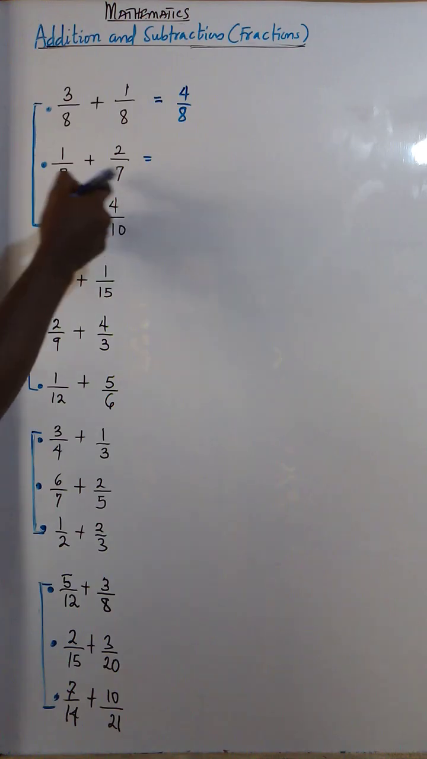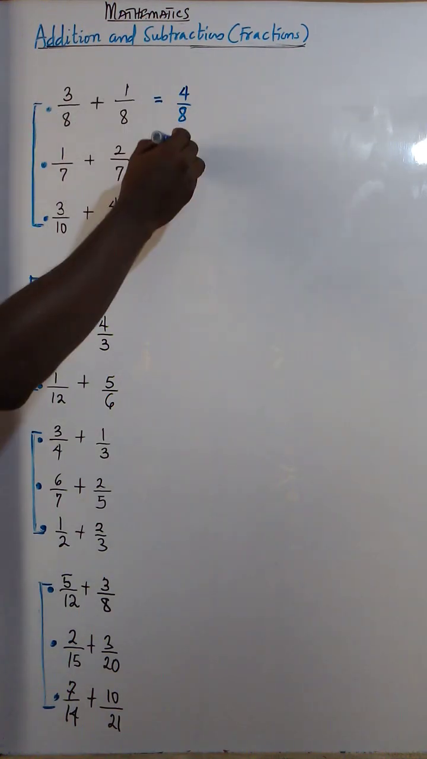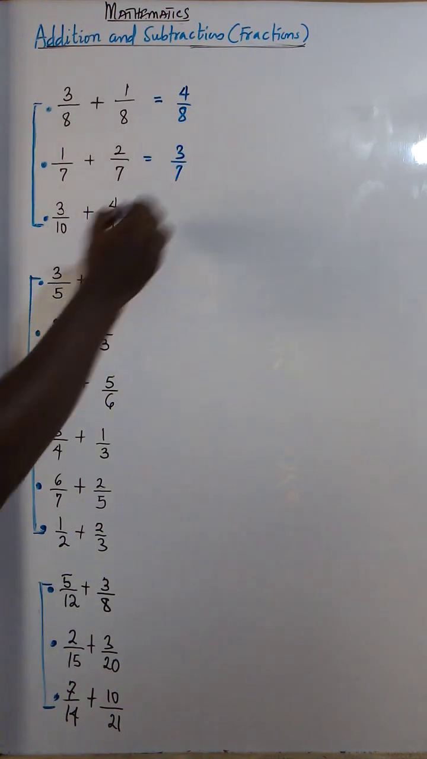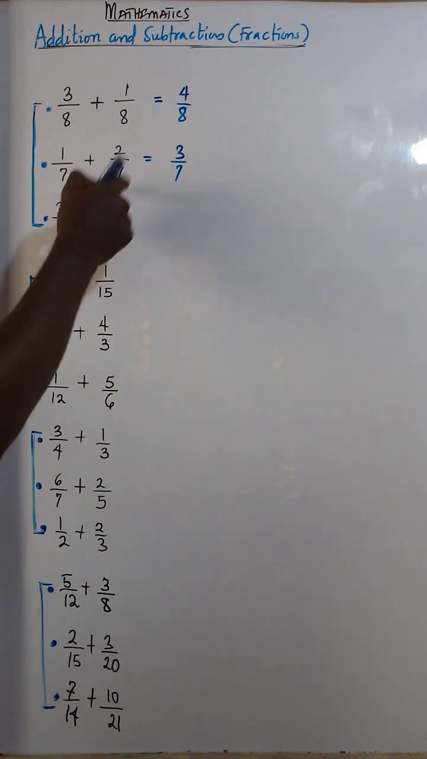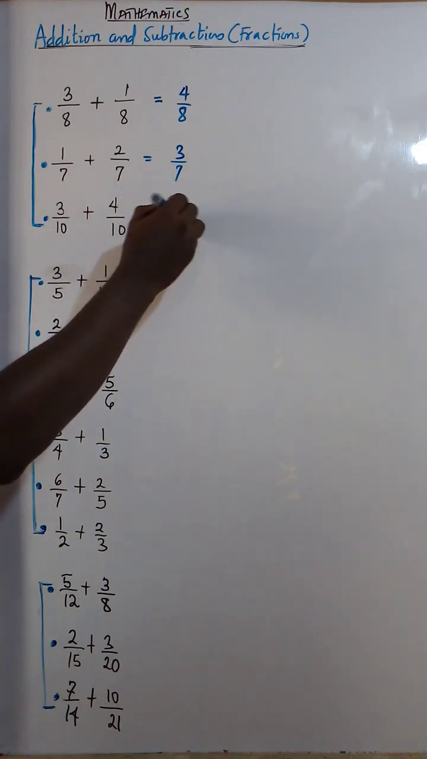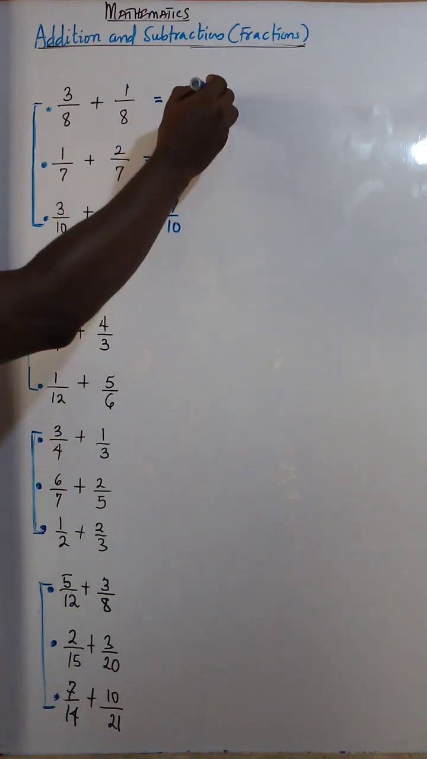They have the same denominator. 1 plus 2 is 3. So the answer is 3 over 7. Here they have the same denominator. 3 plus 4, that is 7 over 10. As simple as that. We can still break this one down because 2 is common.